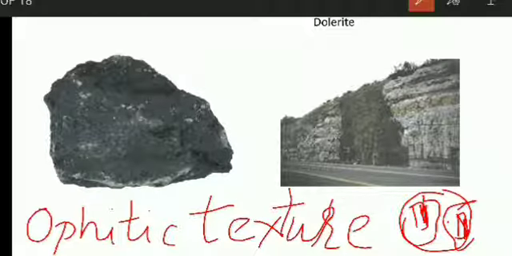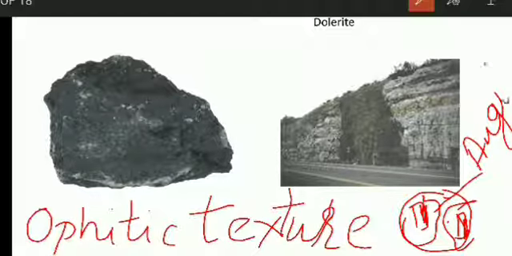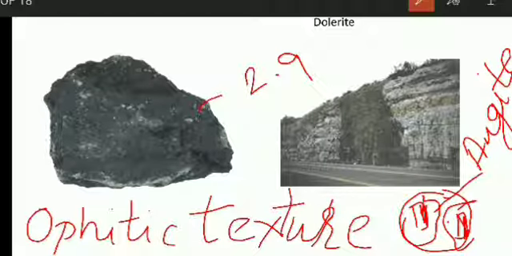So it is made up of two minerals, augite and plagioclase. So this is the augite mineral, and these are the laths of plagioclase minerals. That is called ophitic texture. Then if you see the grain size, it is fine to medium grained. The essential minerals, as I told you, are augite and plagioclase. Then its specific gravity is 2.9. It is quite heavier than granite.